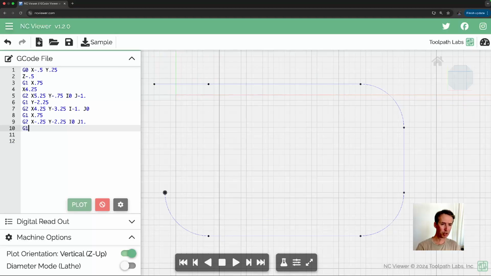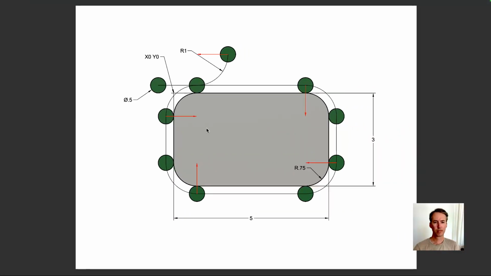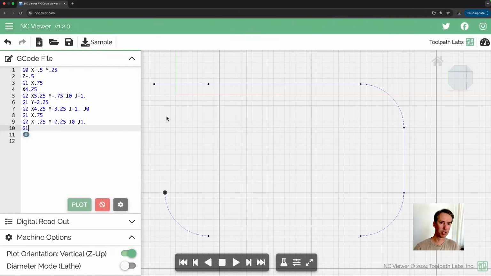Now we're switching back to a linear move up to this point. So that's at, again, if this is the origin, we're 3/4 of an inch below it in y. So our x has not moved between these 2 points. We don't need to specify an x. Let's just do a y of negative 0.75. Plot that. We're at this point now.